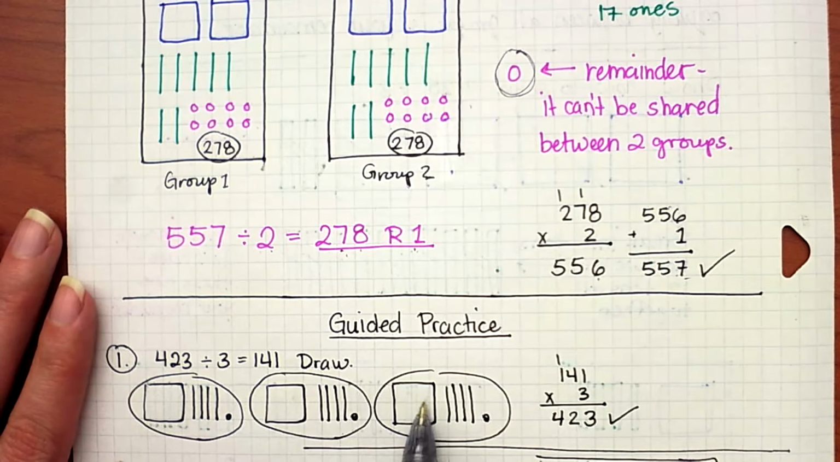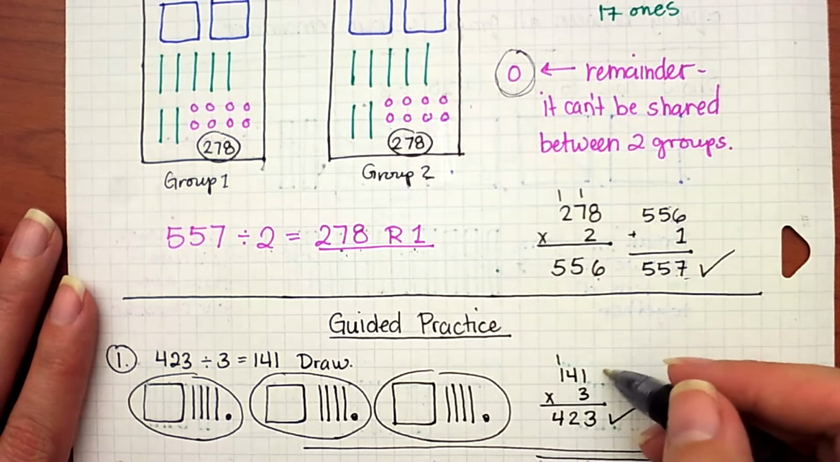So you would break the hundreds, 100 in each group, that's 300. Your fourth hundred, you were going to break it into 10 tens. So you'd have 10 tens plus 2 tens is 12 tens. 12 divided into 3 equal groups is 4, so we have 4 tens in each one. And then 3 divided by 3 is equal to that last 1.